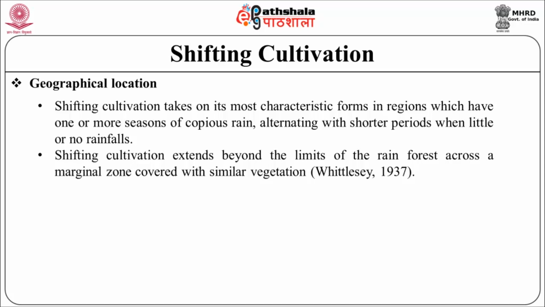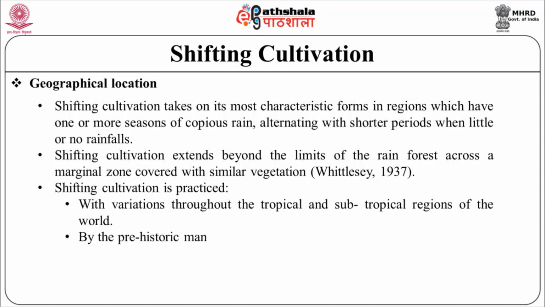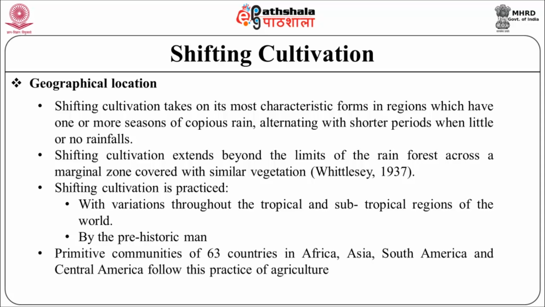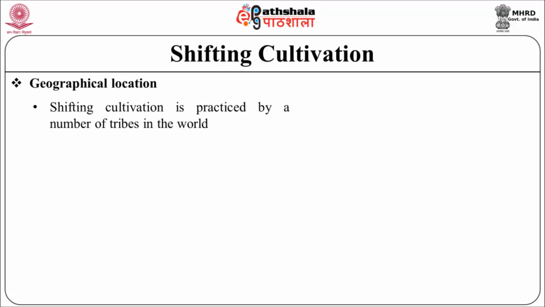Shifting cultivation extends beyond the limits of the rainforest across a marginal zone covered with similar vegetation. This cultivation is practiced with variation throughout the tropical and subtropical regions of the world. It was also practiced by prehistoric men. The primitive communities of 63 countries in Africa, Asia, South America and Central America follow this practice of agriculture. Shifting cultivation is practiced by a number of tribes in the world.